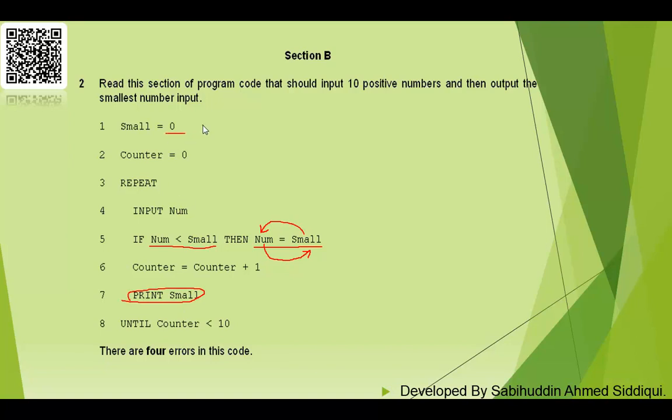This should be 999, or it could be 100. Then until counter equals to 10, here this is the error. Then until counter equals to 10, or it could be greater than or equals to 10, or it could be greater than 9. Now the explanation and the correction we see on the next page.